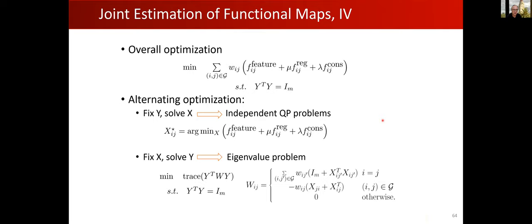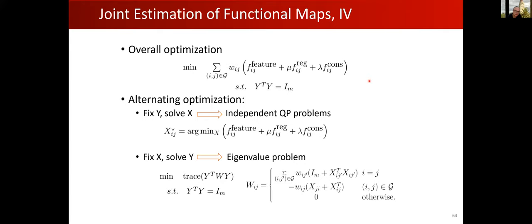So now we can put everything together into a global optimization problem, where we have the feature preservation, the regularization, and then the consistency term. And of course, to avoid trivial solutions, we require the Y matrices to be orthogonal. Otherwise, a zero Y would satisfy everything.